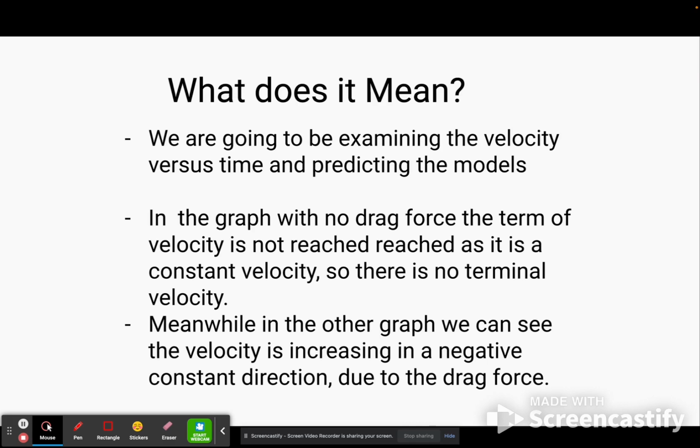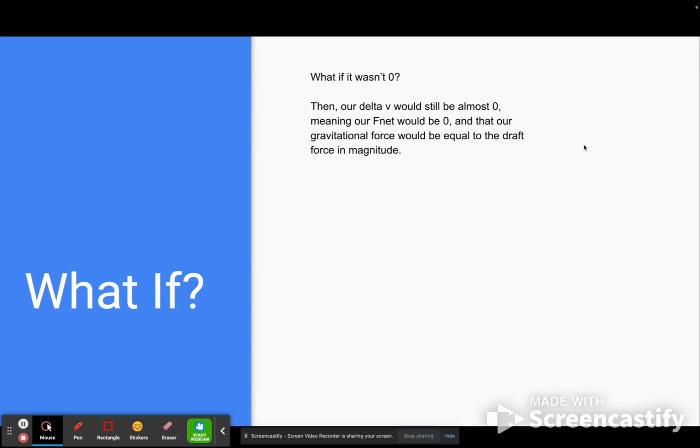In the graph with no drag force, terminal velocity is not reached, as the velocity keeps increasing, so there is no terminal velocity. Meanwhile, in the other graph, we can see the velocity is increasing in the negative direction due to this drag force. And what if it wasn't equal to zero? Then our delta v would still be almost zero, since it would be 0.99.